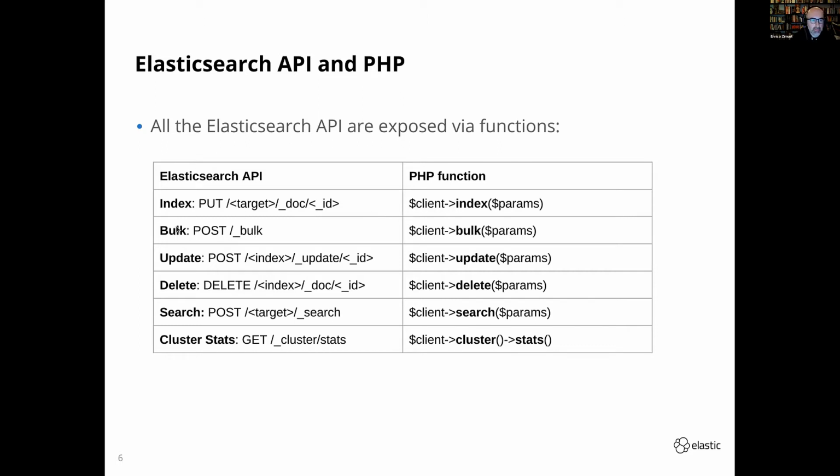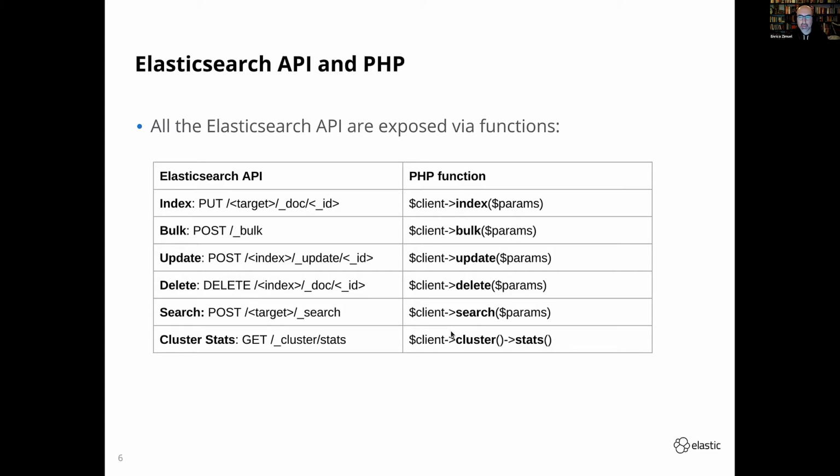We have almost the same for the other operations, like bulk. There is a bulk function, update function, delete, search. And when you have some specific APIs that are clustered together using a namespace, for instance, the cluster, there are a lot of APIs offered in Elasticsearch that collect all the cluster APIs. We provide a namespace. So basically you have to call the cluster namespace exposed as a function, as you can see here. And after that you can call stats, the specific API for the cluster. So this is the way that we manage the namespaces for the functions.